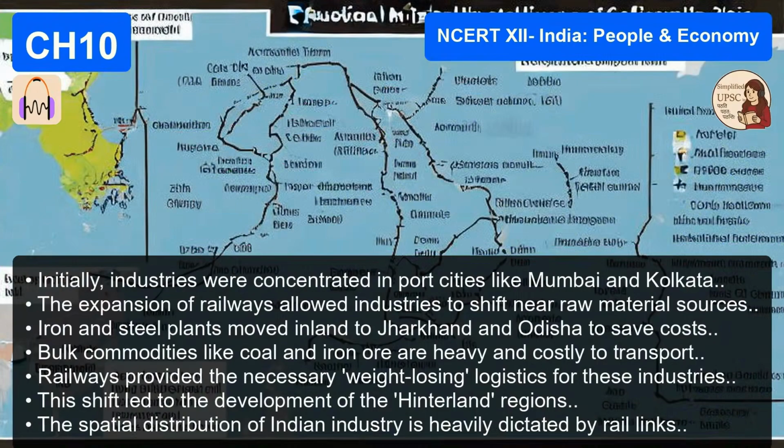Now let's talk about the tracks themselves, the gauge system. I feel like this is something we take for granted, but the text breaks it down into broad, meter, and narrow gauge. This is absolutely crucial for understanding efficiency. Broad gauge is 1.676 meters wide. In the source data, it accounted for about 74% of the route. Meter gauge is exactly 1 meter, and narrow gauge is tiny, less than a meter, and you mostly find it in hilly areas like Darjeeling or Shimla.